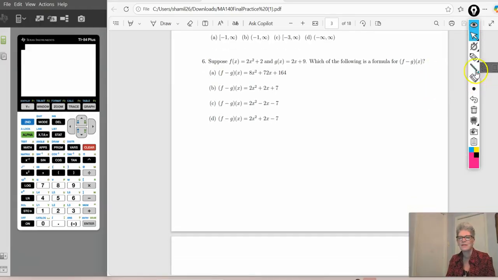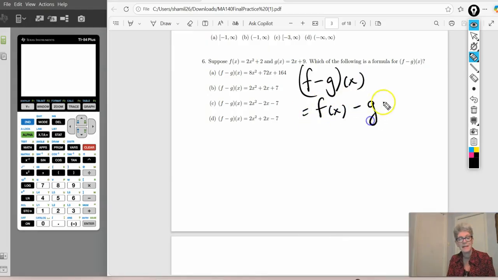Okay, so for the next one, what is the formula for f minus g? So you're given f of x and g of x. What's the formula for f minus g? Well, the formula is going to be the formula for f minus the entire formula for g. So the formula for f is 2x squared plus 2. Then minus, and put it in parentheses because that minus sign has to apply to everything.